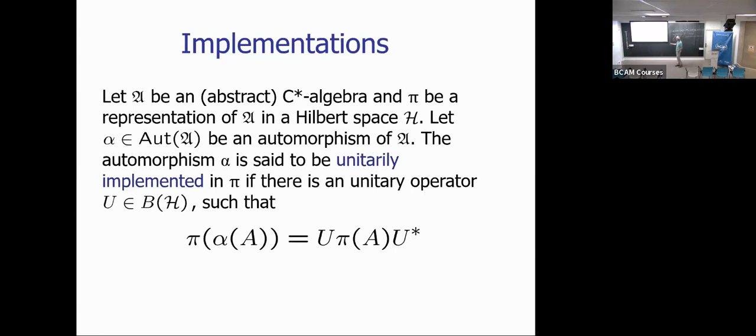So that means we start with an algebra element A, we compute its operator representation in the Hilbert space. And we can also take the image of A under the automorphism and take the operator representation of this image second. And then we should have this identity here, that the operator of the image of A under the automorphism should be the same as a unitary transform or a similarity transform of the operator representation of this element of the algebra. And in that case, we say that the automorphism can be unitarily implemented in the corresponding representation space.